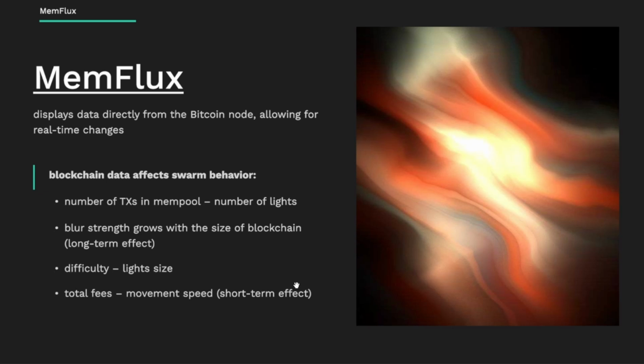It's a very long-term effect, so it will grow for days, months. I'm really interested how it's going to look like, I don't know, like 50 years. Maybe it will just become a blurry one color, or it will become something similar to noise. I don't know it yet because I don't know how big Bitcoin blockchain can grow. So difficulty affects size of the lights, and total fees affect the movement speed. So that's a very short time. It can change from block to block.